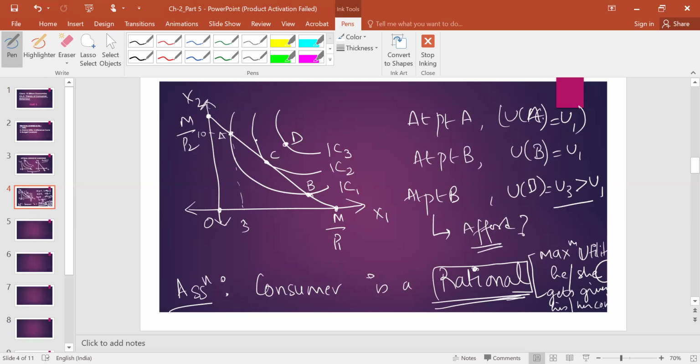No, because this point lies outside the budget line. So this point, let's say this consumption bundle, he will not be able to consume because he doesn't have that income. Correct? So point D, sorry, this is point D. This point D is something that is out of his or her constraint, like out of her income level. Correct?